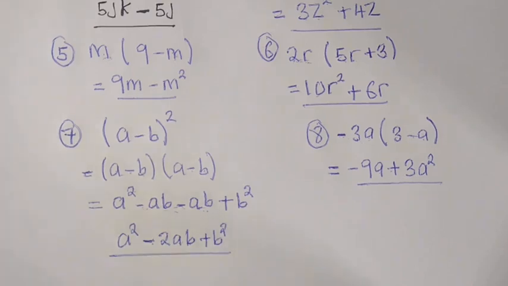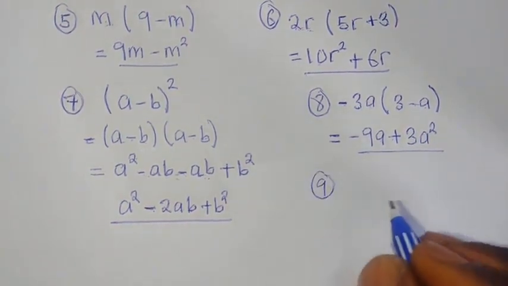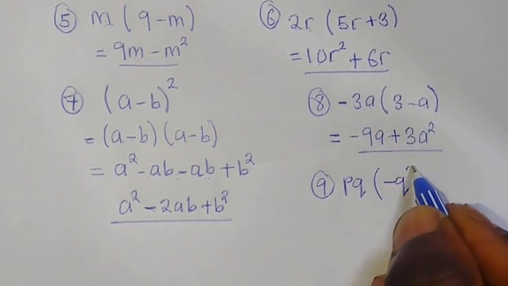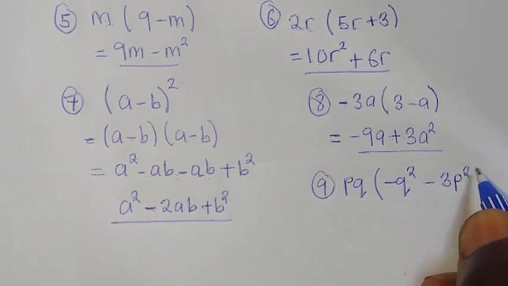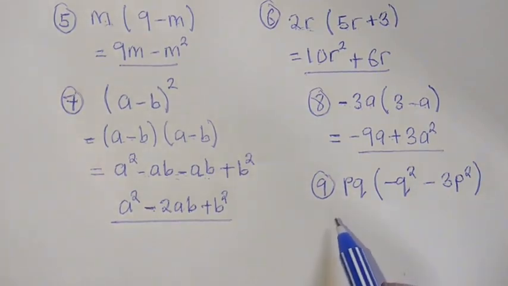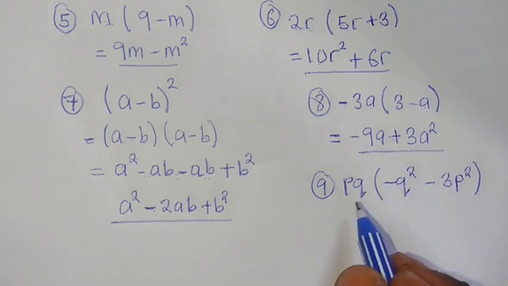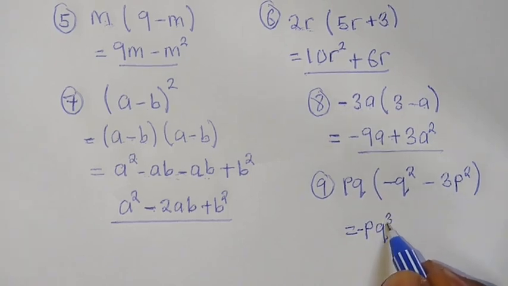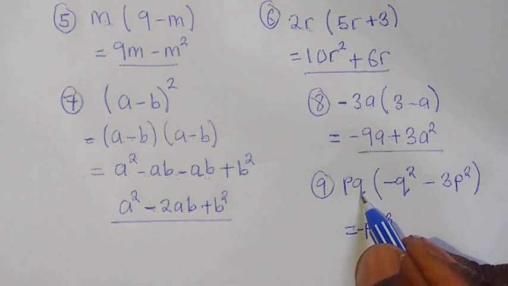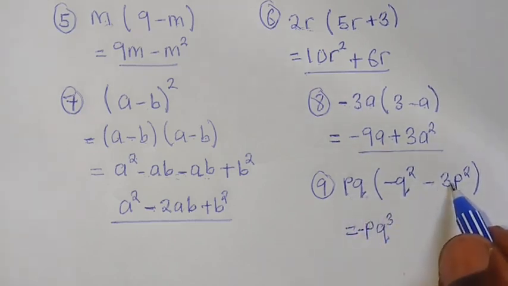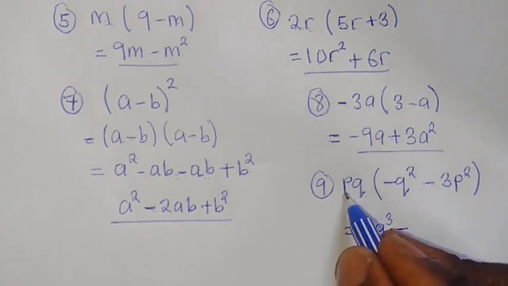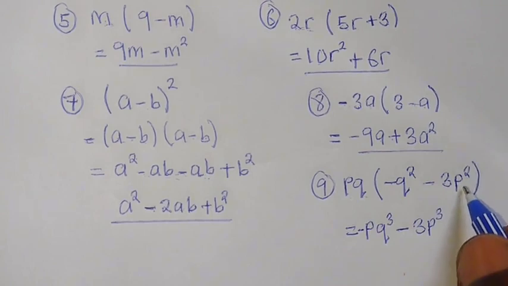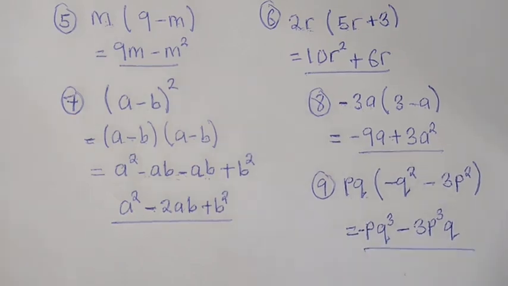Now we come to our 9th question. So under our 9th question, we have PQ. Then in brackets, we have negative Q squared minus 3P squared. So here we need to expand, where we just say PQ times negative Q squared. So we are going to have negative PQ power 3. So this was Q power 2 and this is just Q. That's why I have a Q power 3. Then PQ times minus 3P squared. We are going to have minus. So this P and this P squared, we are going to have P power 3. Then this Q is just alone. There's no Q this side. So just write Q. So this is your answer.